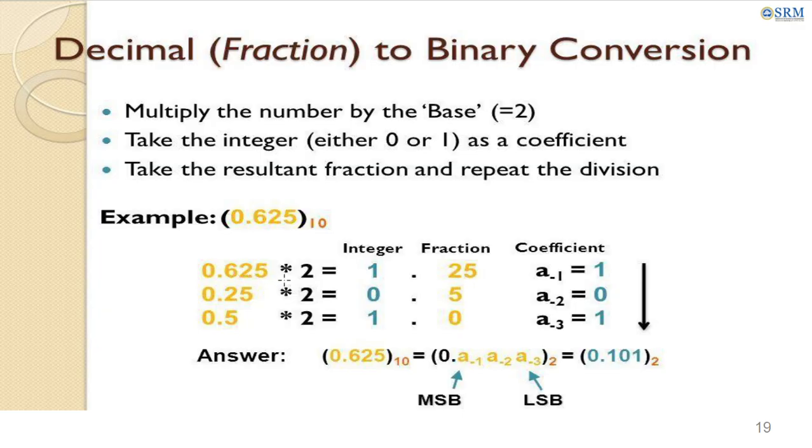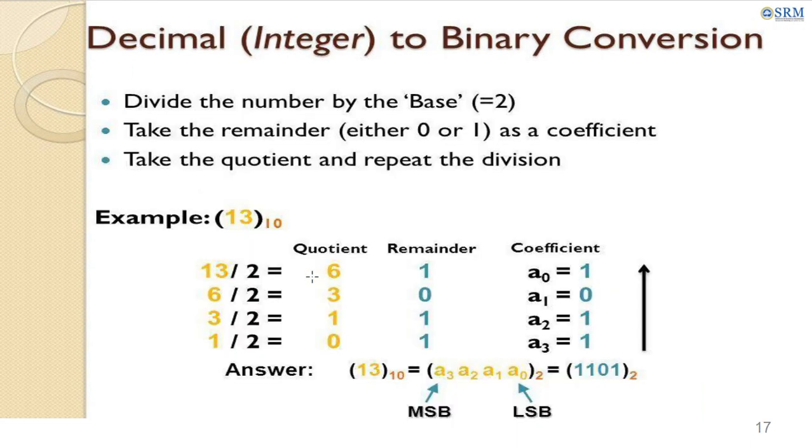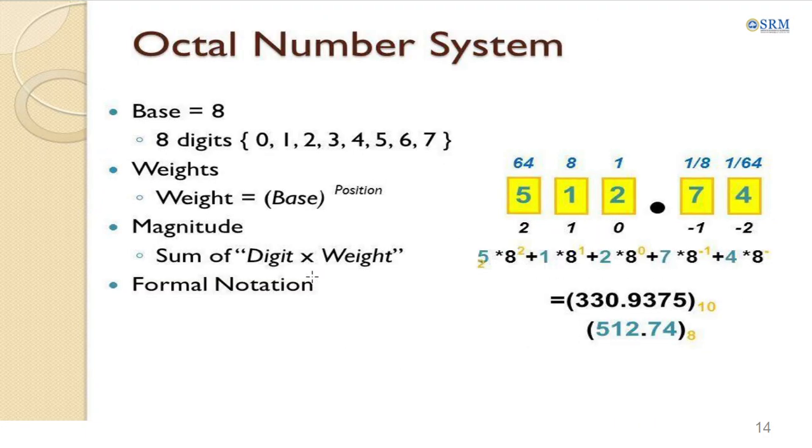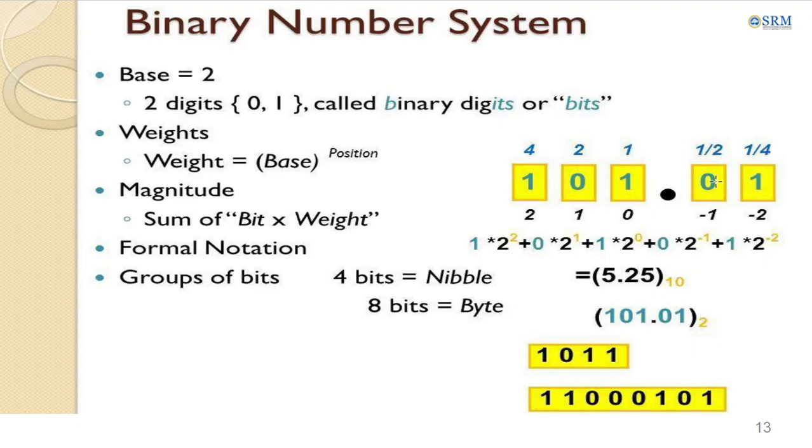0.625. Now in the previous case, we were dividing the base. In this case, we are multiplying the base. If you remember, in the previous case, whenever we tried to calculate the magnitude, we were dividing by the base. That was converting binary to decimal, but in the reverse case, decimal to binary, you have to multiply.